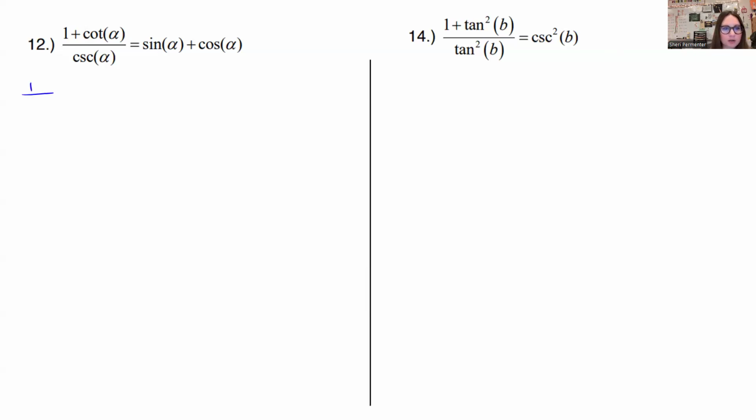So 1 over cosecant alpha plus cotangent alpha over cosecant alpha. And I did that. The reason I split that fraction is because I can see where I'm going. And where I'm going, I have 2 terms. I don't have 1 term. So that's why I split that fraction. The next thing I'm going to do, I'm going to rewrite things in terms of sine and cosine. What's 1 over cosecant?